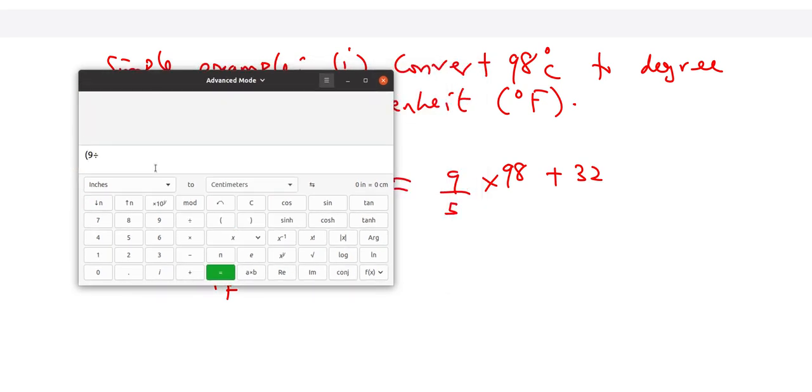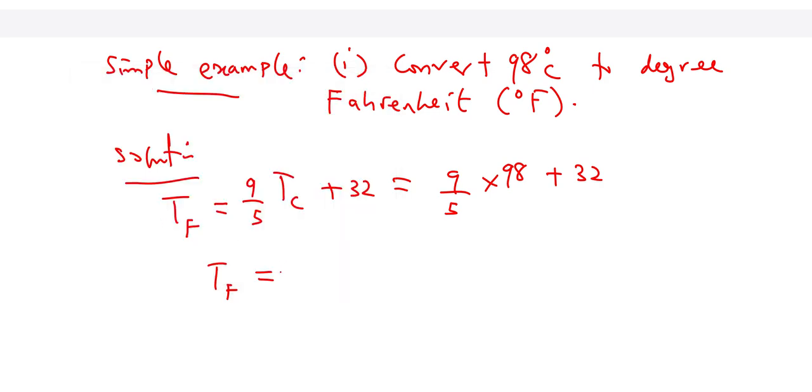9/5, 9 divided by 5 multiplied by 98, then plus 32. So that is 208.4 degrees Fahrenheit. Okay, so it means 98 degrees Celsius is equivalent to 208.4 degrees Fahrenheit.